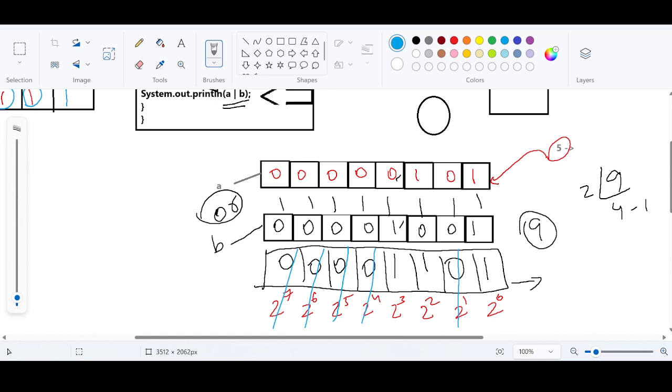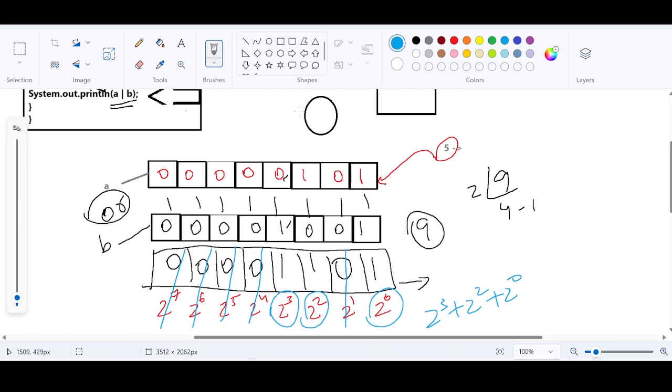Consider only the places where you are finding 1. So you can consider this, this, and this as well, isn't it? Okay. Now what is the output? 2 to the power of 3 plus 2 to the power of 2 plus 2 to the power of 0. All the ones places, all the one bits. Okay. 8 plus 4 plus 1.